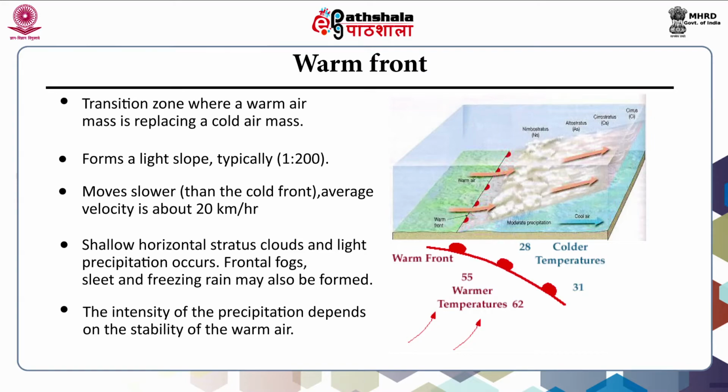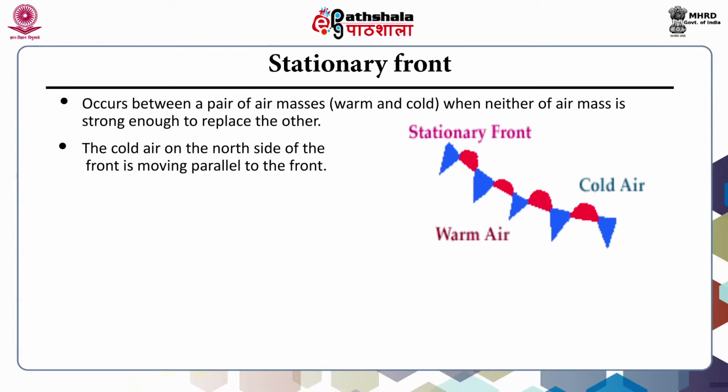In this figure, symbolically a warm front is represented by a solid line with semicircles pointing towards the colder air and in the direction of movement. On colored weather maps, a warm front is drawn with a solid red line. The third type of front is the stationary front.